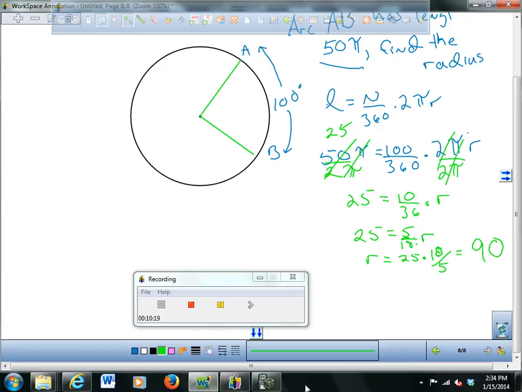How'd you get to 25? How'd I get 25? I divided both sides by 2 pi to cancel out this 2 pi over here. When I divided 50 by 2 pi, the pi goes away and this turns into a 25. Okay, so that's kind of how you do some of those.